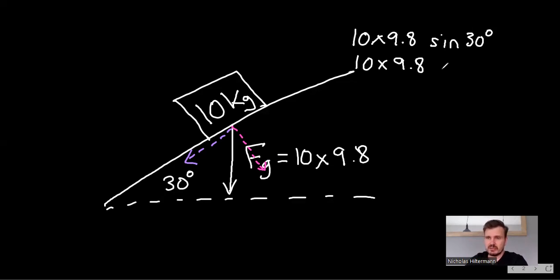Okay, 10 times 9.8 sine 30. Now we get our calculator. Can you do the cos 30? I know sine 30 is a half, so this one's easy. 49 newtons. Okay, what's 10 times 9.8 times cos 30?